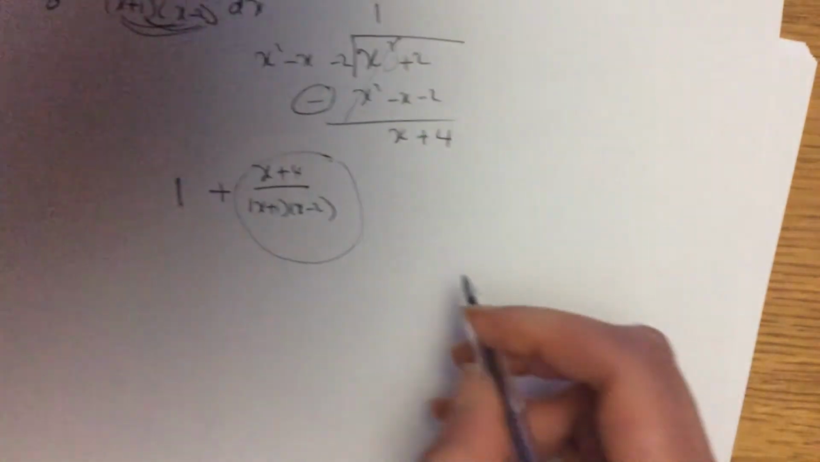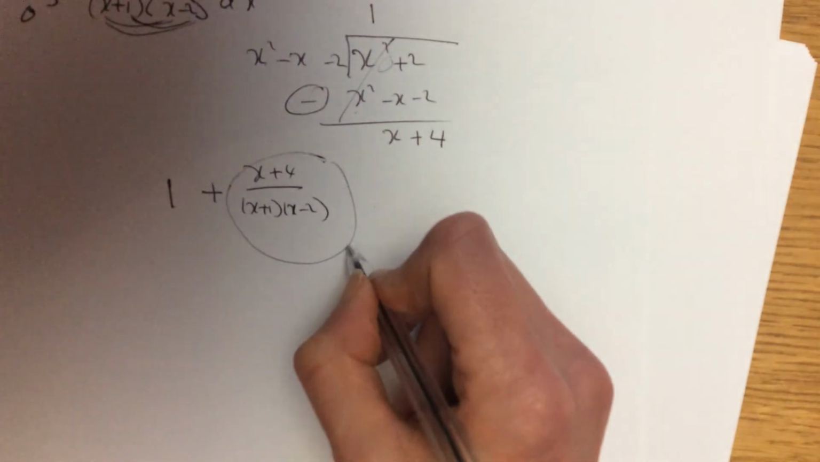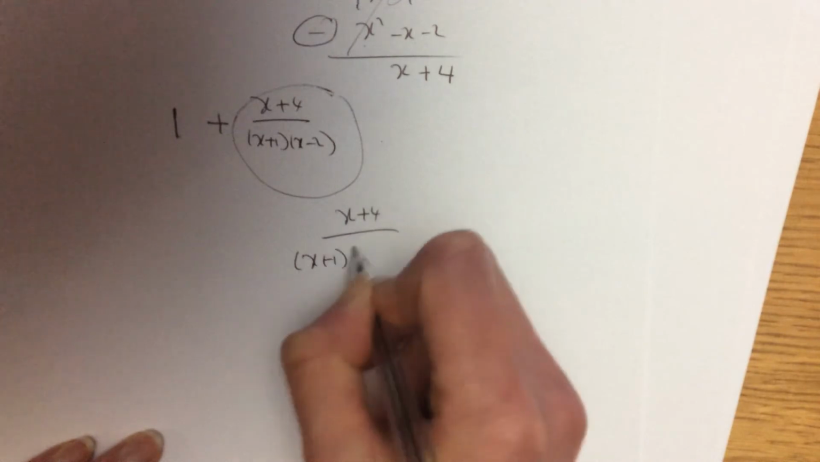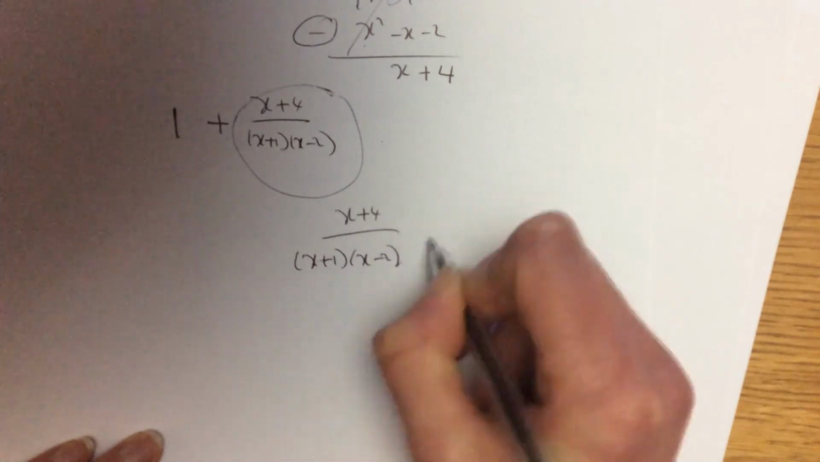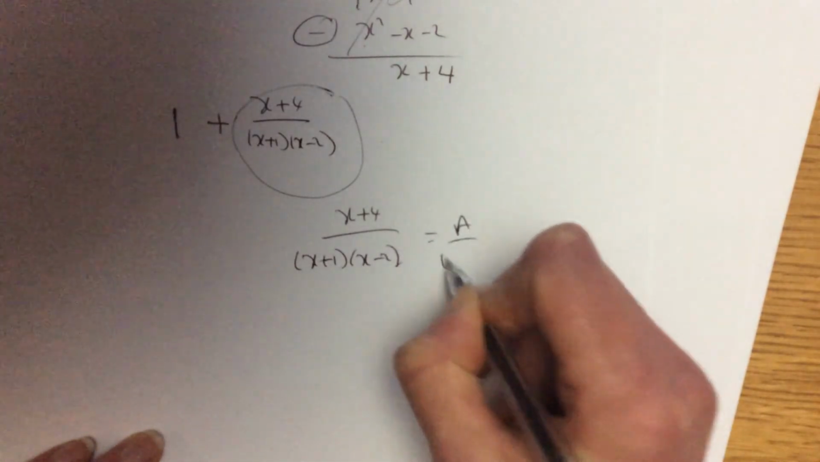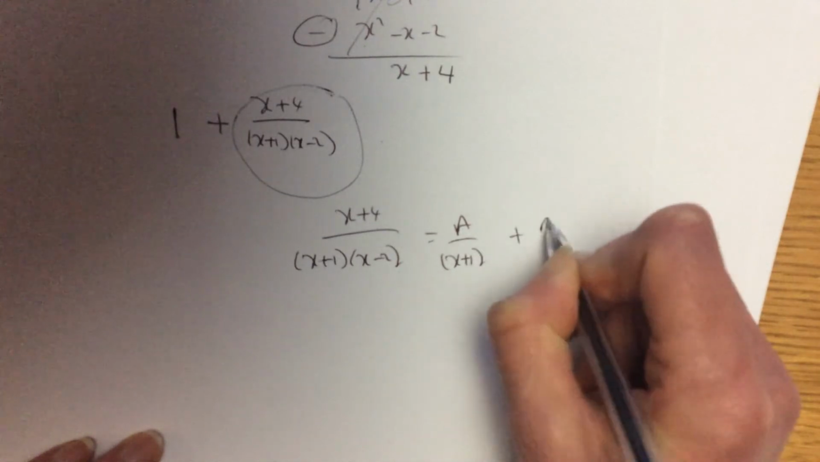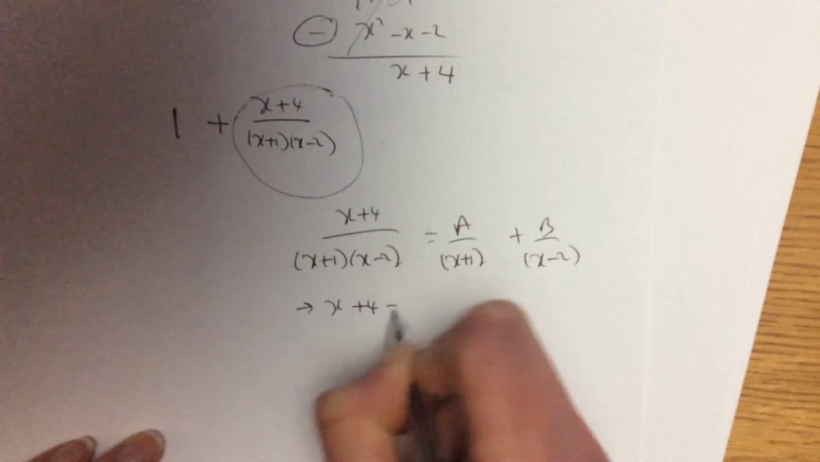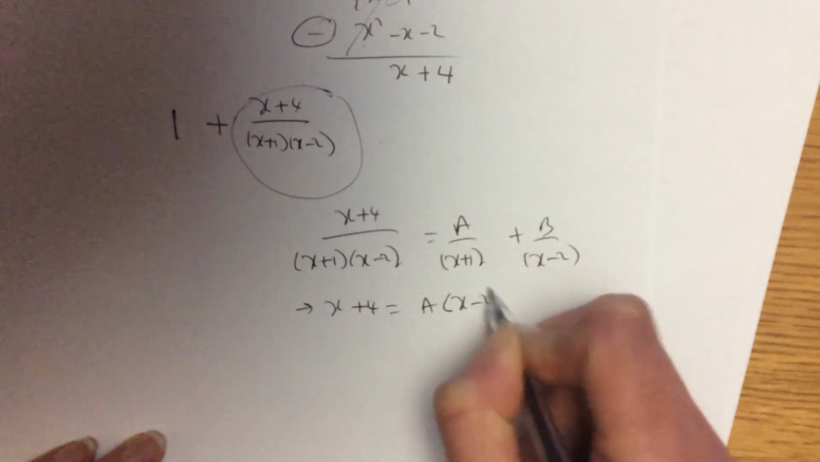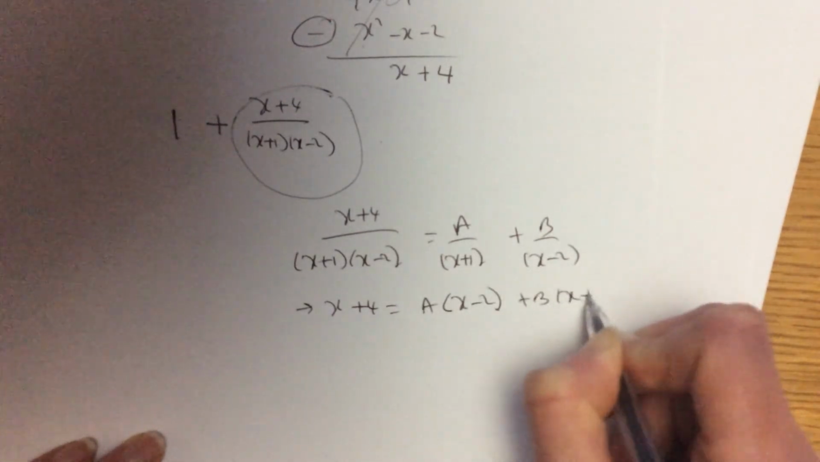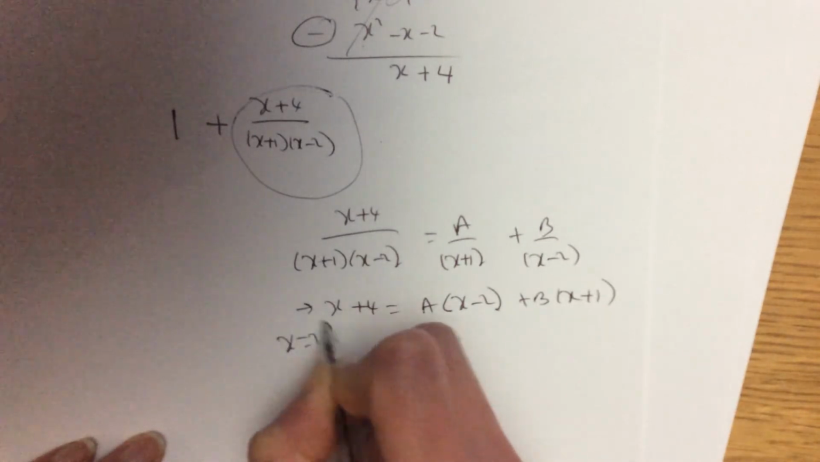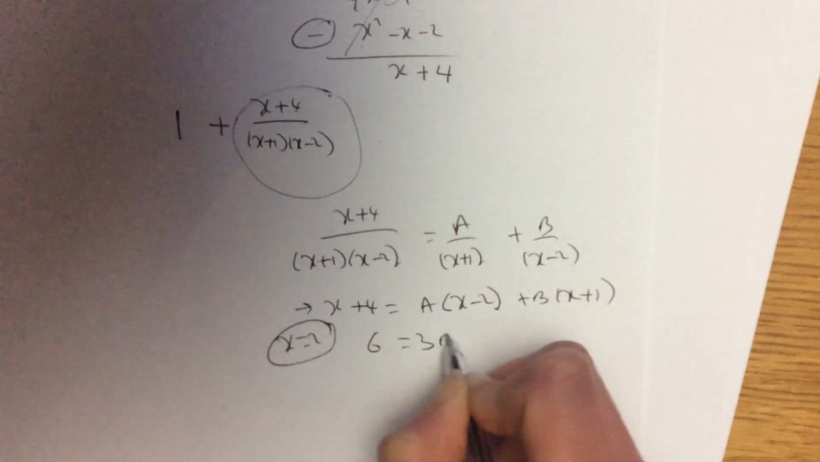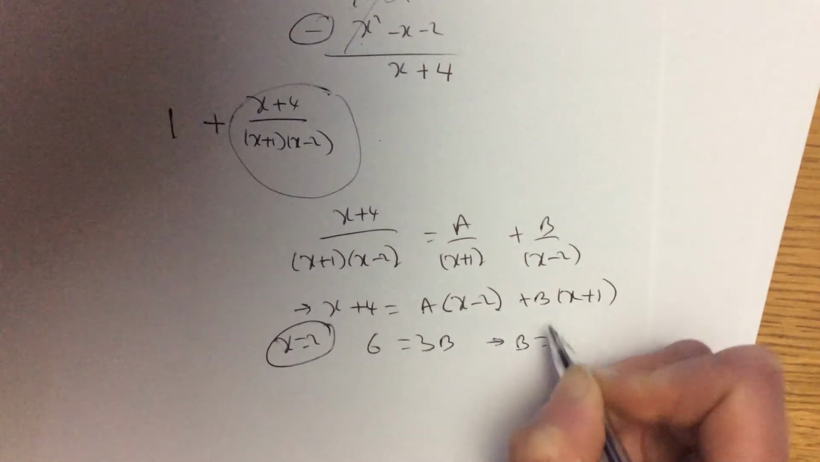This here has to go into partial fractions. It is a very, very long-winded question. So x plus 4 over x add 1, x minus 2 equals a over x add 1 plus b over x minus 2. Doing out the top row, a over that becomes x minus 2, and this becomes x plus 1. Choose x to be 2, so it's 6 equals 3b, so b is 2.